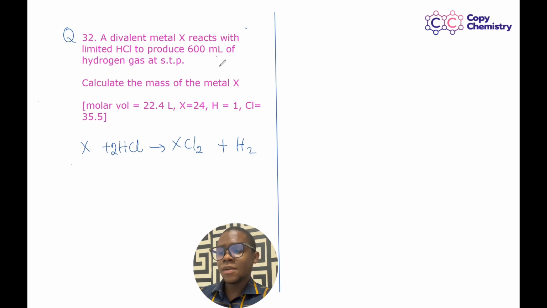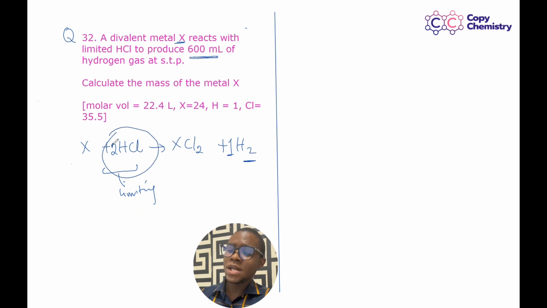Then we are also given 600 ml of hydrogen gas being produced at STP, and the metal X reacts with limited HCl. So this is our limiting reagent. You see all the clues are coming out now, right? That's our limiting reagent. If that's our limiting reagent, it means that if we're to compare anything, it should be these two, the limiting reagent and the product that we're interested in, which is the hydrogen gas. The total that is 600 ml produced at STP, which is 0.6 liters.